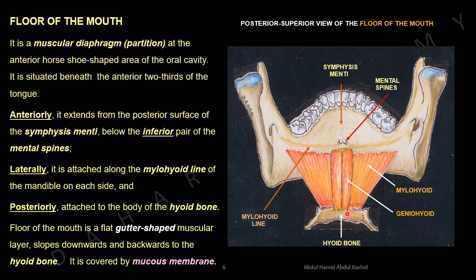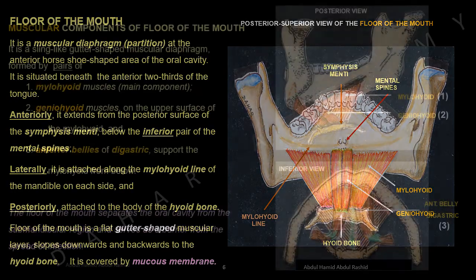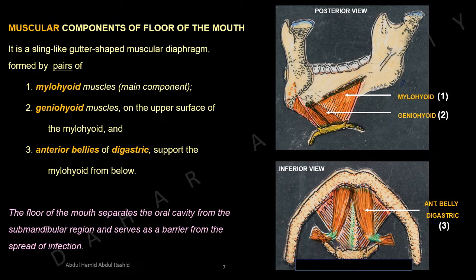Floor of the mouth is a flat, hammock-shaped muscular layer, sloping downwards and backwards and attached to the body of the hyoid bone. It is covered by mucous membrane. Look at the diagrams here first. The first diagram is posterior view of the mandible and hyoid bone. Number 1, this is mylohyoid muscle, and number 2, this is geniohyoid muscle.